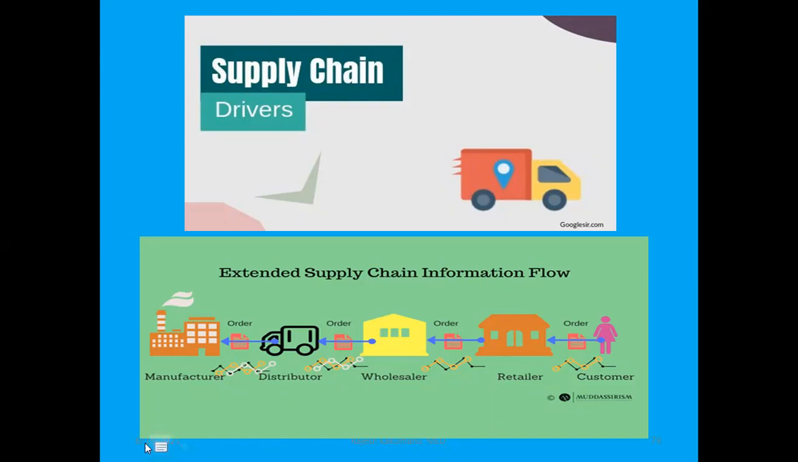So if you see the extended supply chain information flow, from the customer the order is done, from the retailer the order is done, from the manufacturer the order is done, right? So here from the customer to the retailer, from the retailer to the wholesaler, from the wholesaler to the distributor, from the distributor to the manufacturer. So here the order keeps on going in a chain line, right?